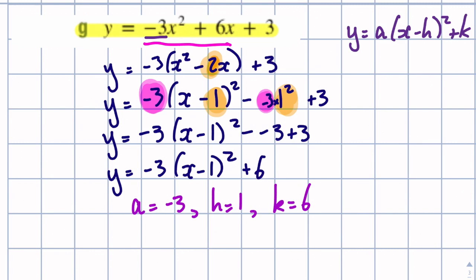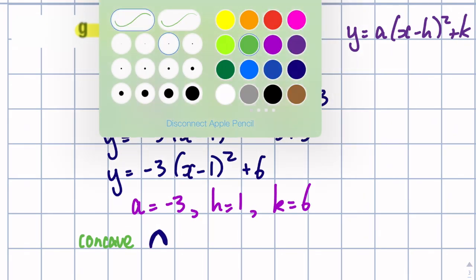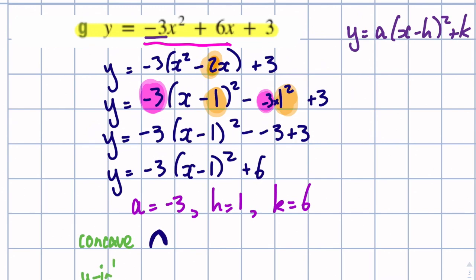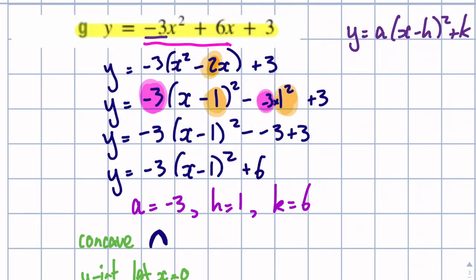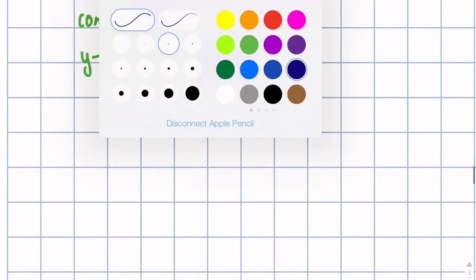And now let's start the steps to sketch. Concave: because the number in front of the x squared is negative, it's going to be concave down. It's going to be sad. Okay, the y-intercept. Let x equals 0. This is much easier from the original equation. So we've got negative 3 times 0 squared plus 6 times 0 plus 3. y equals 3. Okay, I'm going to scroll down a little bit.